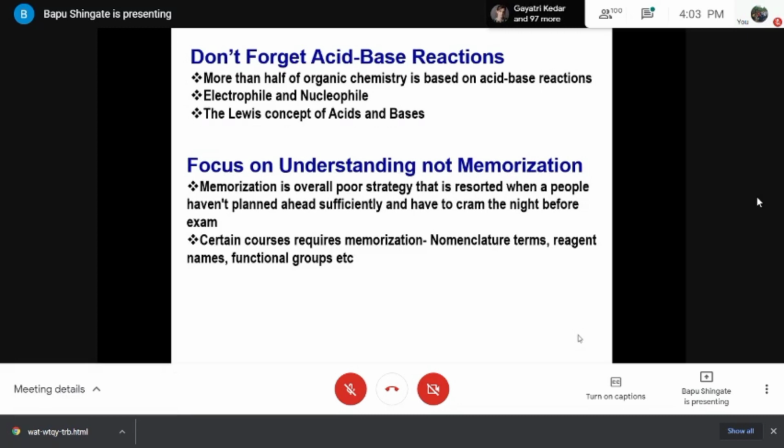For certain courses, memorization is required, no doubt. Nomenclature terms, rules and regulations, we have to memorize. Then the names of the reagents, because n number of reagents are there, you have to remember those reagents. That is also important. And functional groups: when students enter the first year program, I ask a small question, just write in your notebook at least 10 functional groups. Even then students are unable to write a minimum of 10 functional groups, even though we have studied organic chemistry from the third standard. Do you understand this? Focus on understanding, not on memorization.